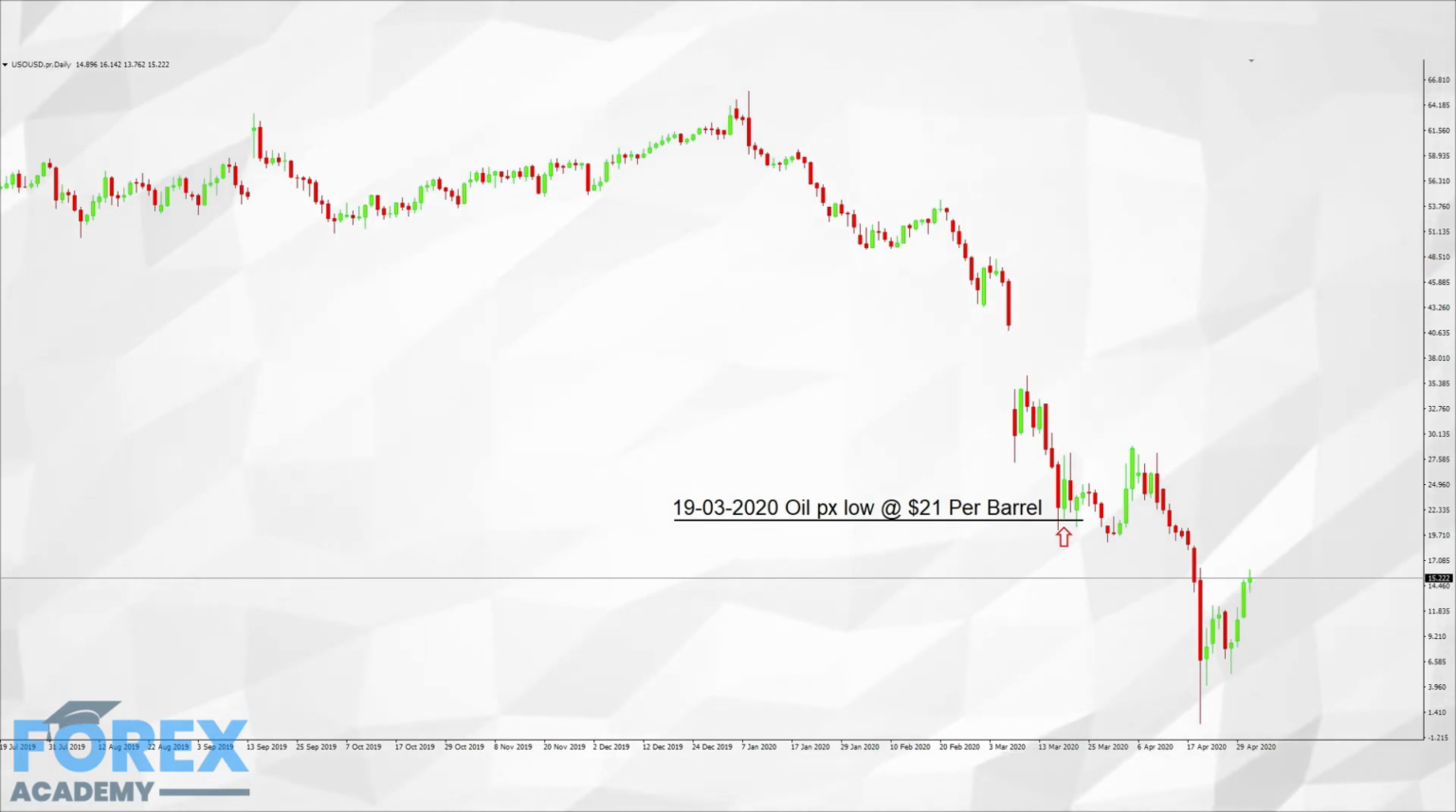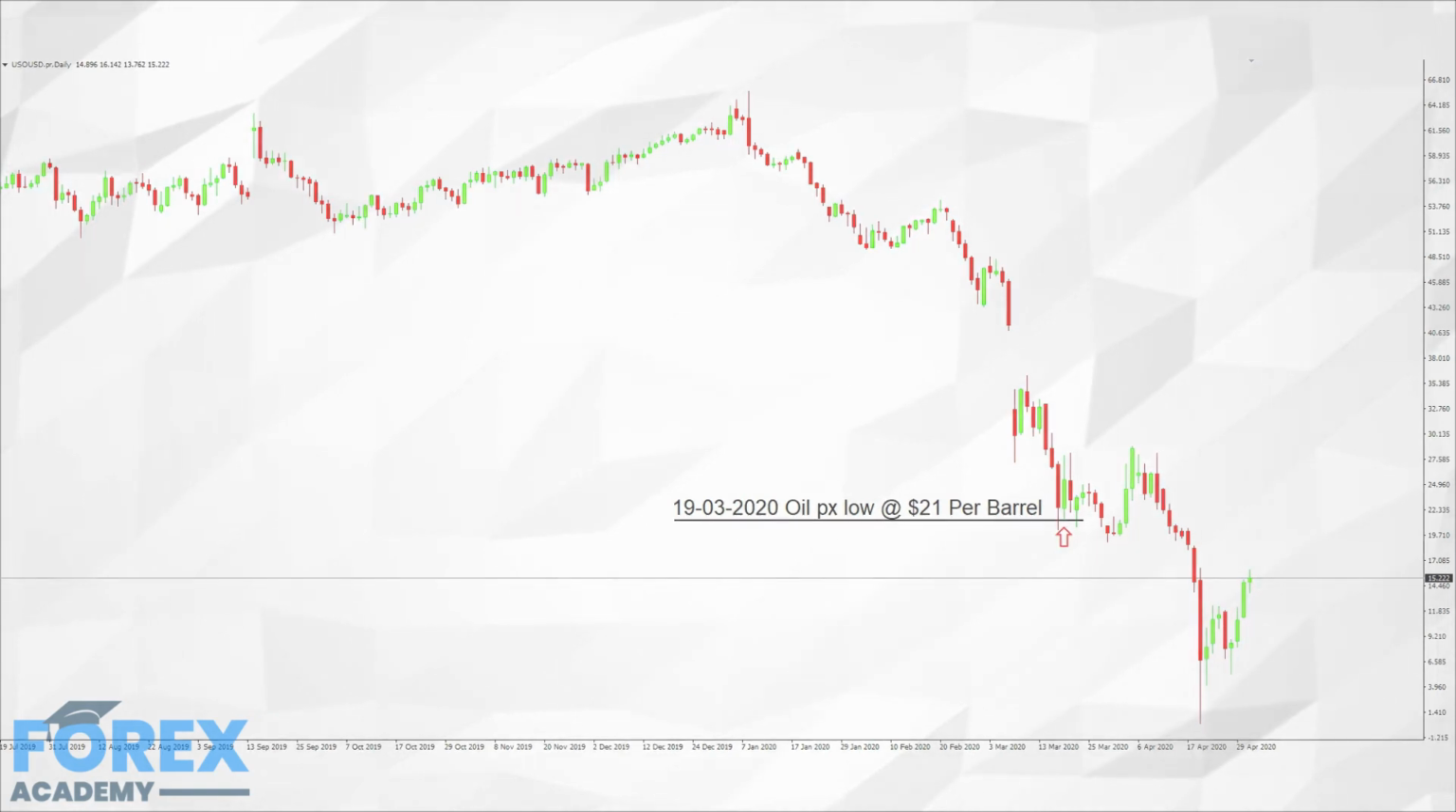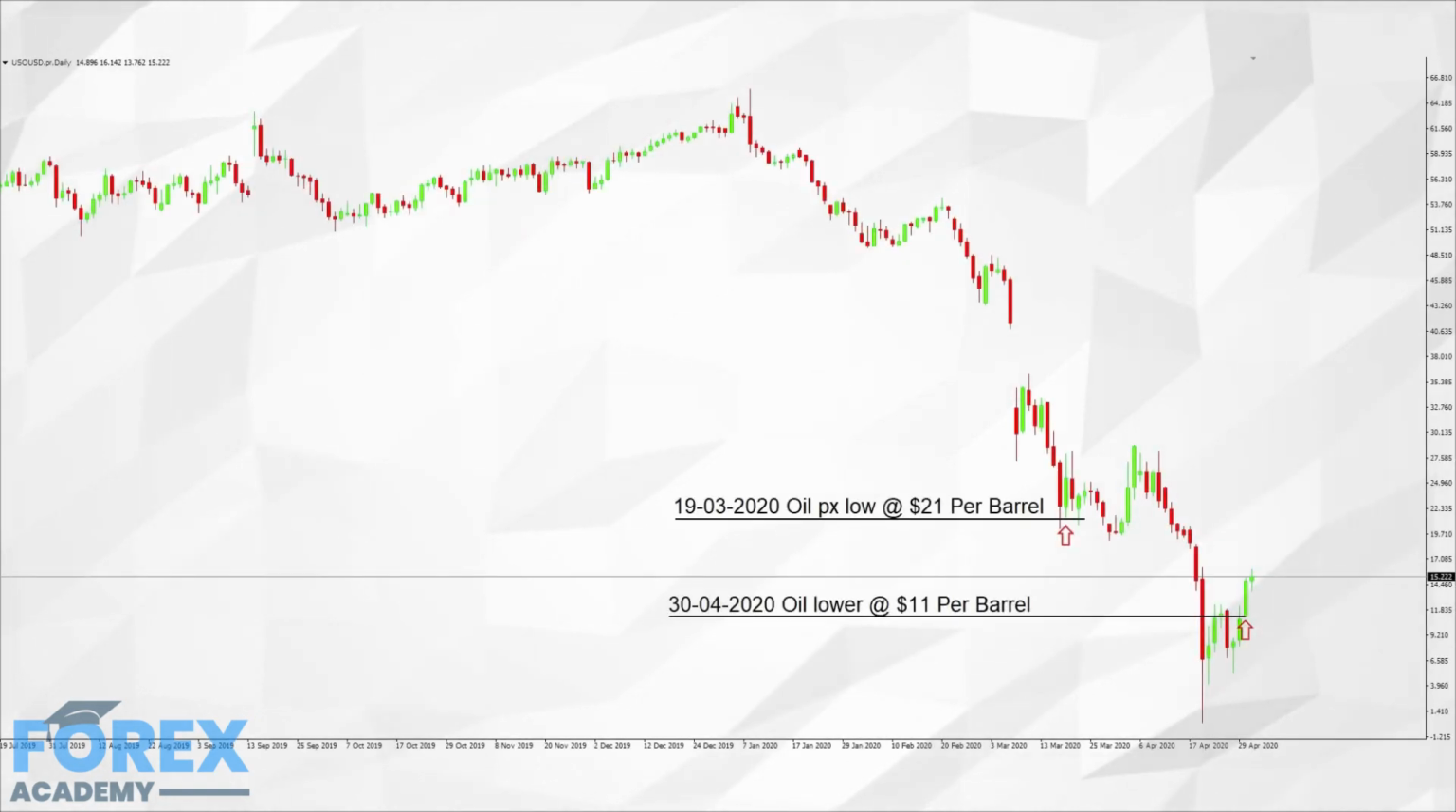dollar spiking higher, because traders envisaged that the low price of oil, which is attributed to a global slowdown and lack of demand, would devalue the Canadian dollar, and that is exactly what happened. Oil price lower, Canadian dollar value lower. Let's move forward to the 30th of April, where the price of oil has continued to collapse.